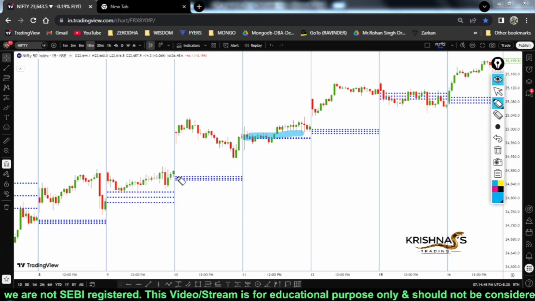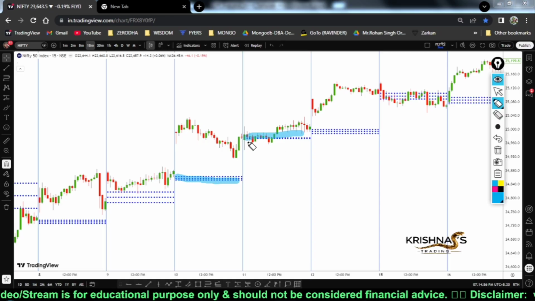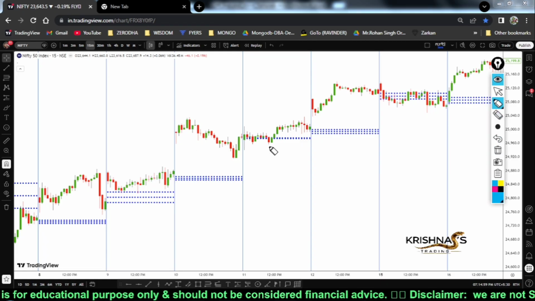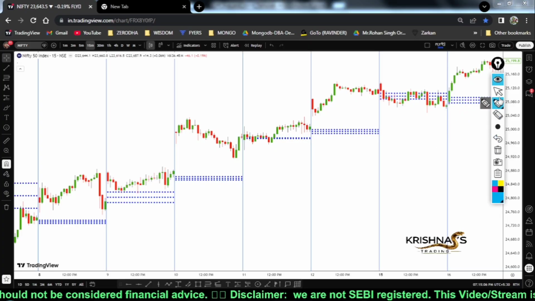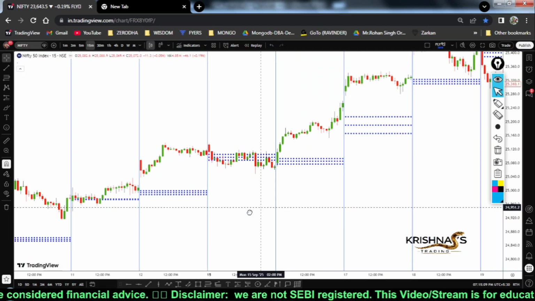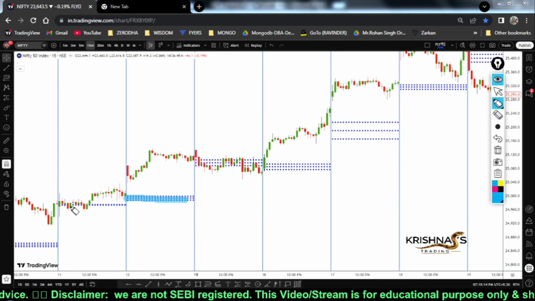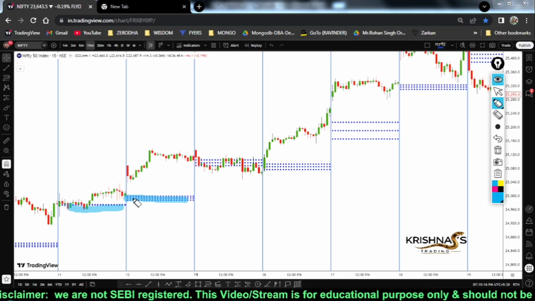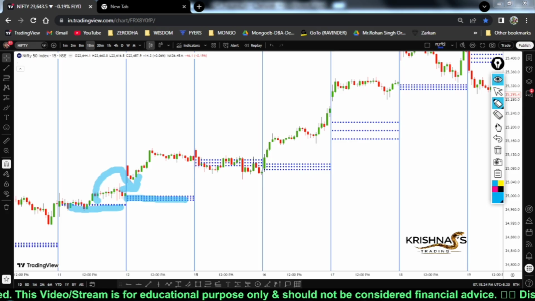This is CPR and this is the previous day CPR lines. The CPR lines are forming above the previous day CPR levels. Also, the price sustained above the CPR levels. Then this is called an ascending CPR. CPR, previous day CPR. CPR formed above the previous day CPR levels. Also, price sustained above the CPR.